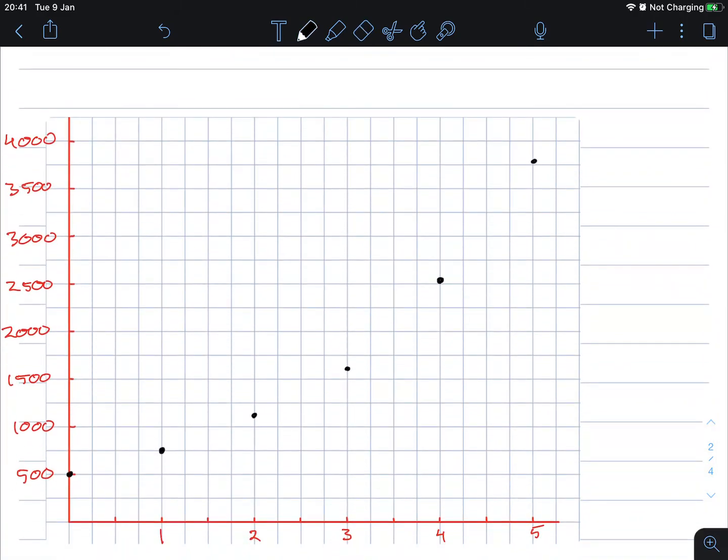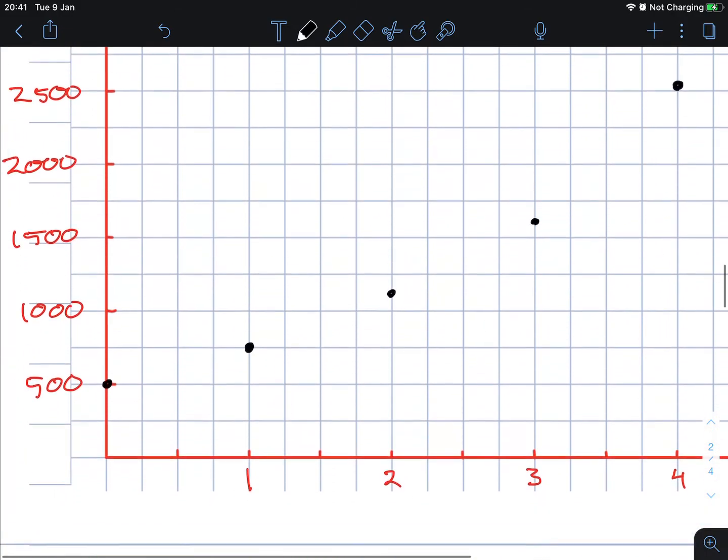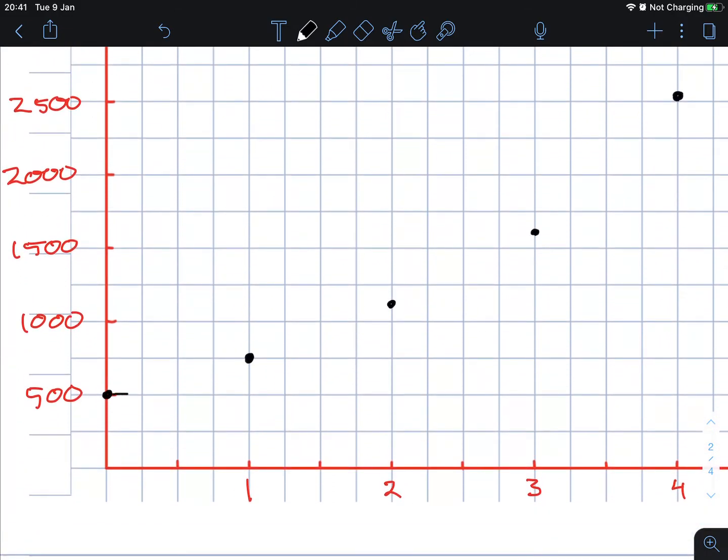Joining all these dots together. Remember, this has to be as smooth as we can in a curved line. So it shouldn't be a straight line like this. You should try and curve it very slightly along the way. Okay, so let's do this.